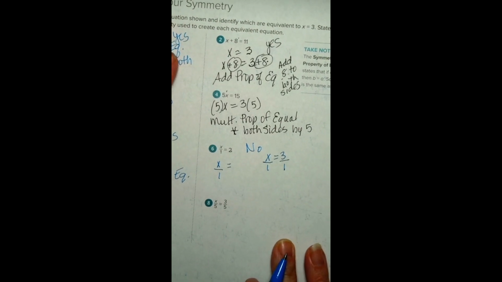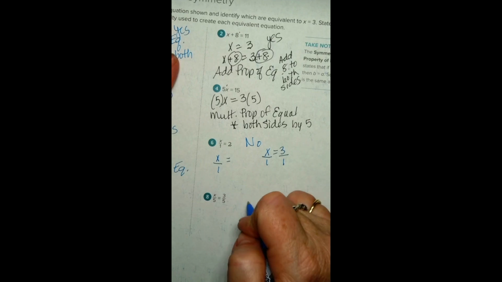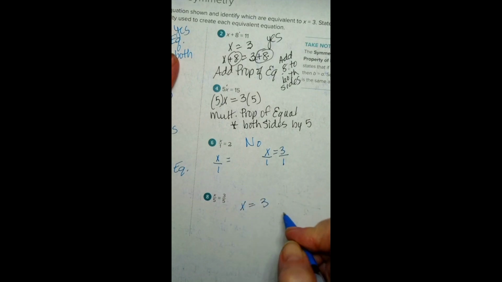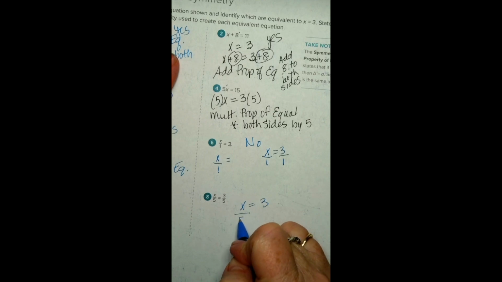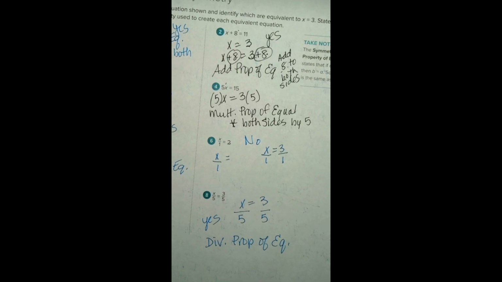And then x divided by 5 equals 3 divided by 5. Well, that starts as x equals 3, divide by 5, divide by 5. So yes. And that's the division property of equality. Okay, and that is it for this lesson.